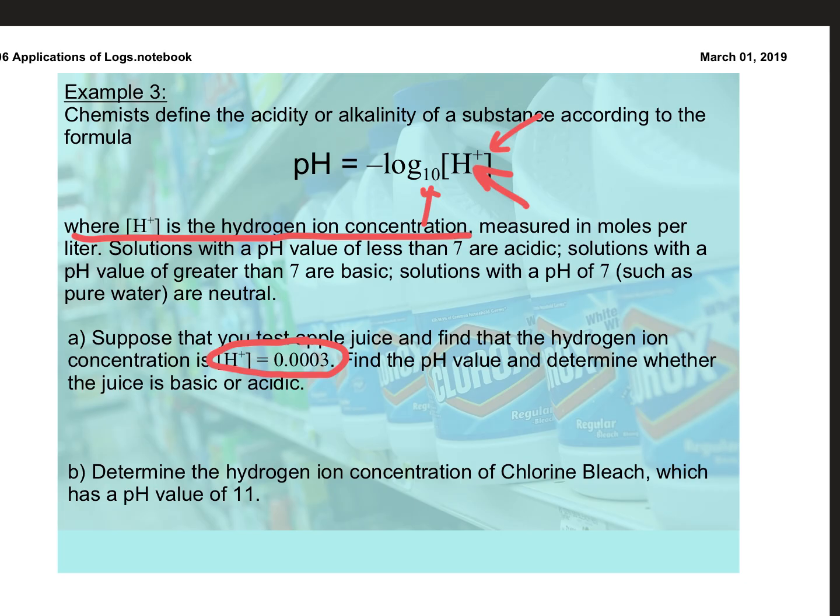So go ahead and do that. Negative. I would put the negative in first. I'd use the minus key at the very bottom. It says not a minus, it's a negative. It's at the very bottom row, not the one up in the plus, minus, times, you know. Okay, so negative log. You don't type base 10, it knows that. And then it's 0.0003.